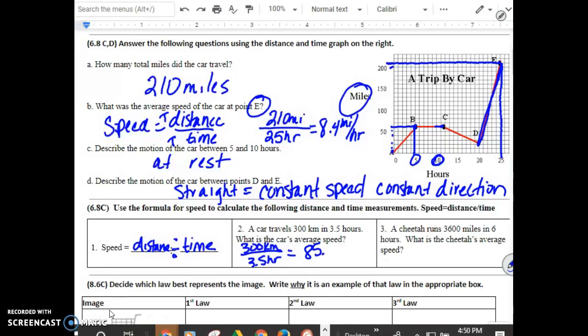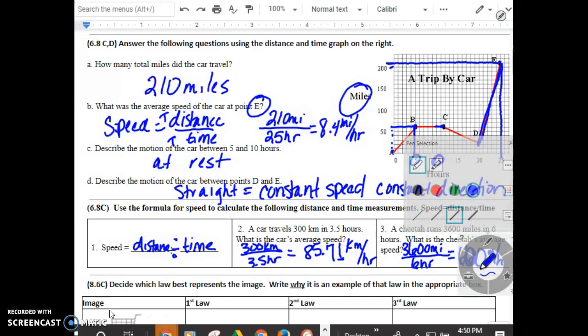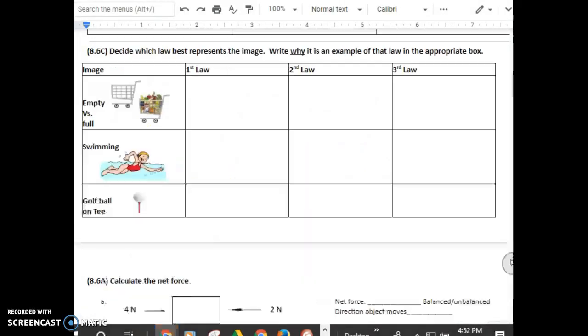And it's 714. Since that 4 is less than 5, we're going to leave the 1 as it is. And our answer is going to be 85.71 kilometers per hour. And number 3, a cheetah runs 3,600 miles in 6 hours. What is the average speed? Again, we're going to take 3,600 miles divided by 6 hours. The cheetah's average speed is 600 miles per hour. It's a very fast cheetah.